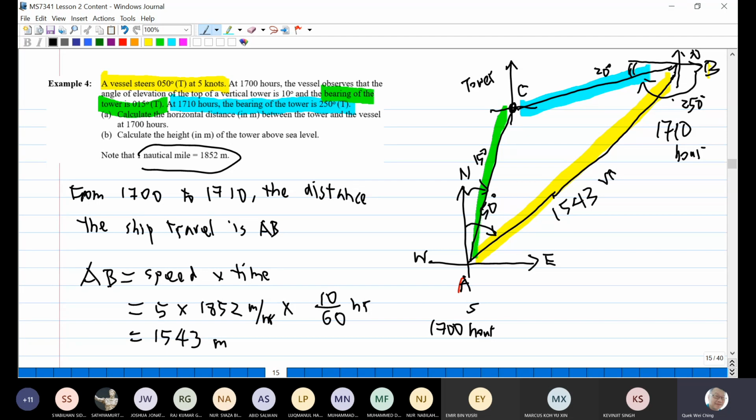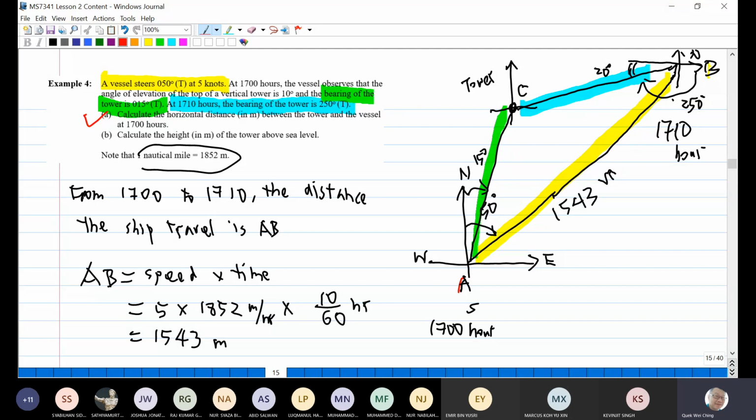Okay, so now I want to move on. Calculate the distance. This first part now. This part. Calculate the distance in meters between the tower and the vessel at the point at 5 o'clock. So what they want is the distance AC, right? I want AC now. So part A actually wants to find distance AC.